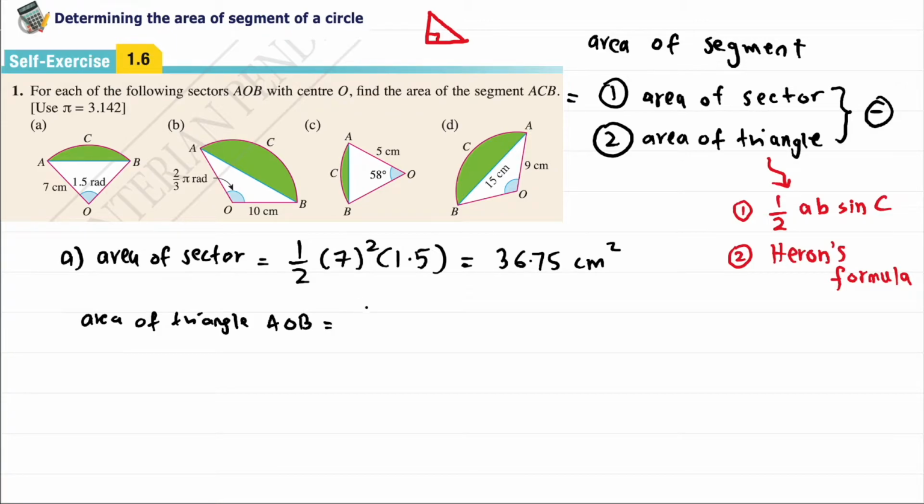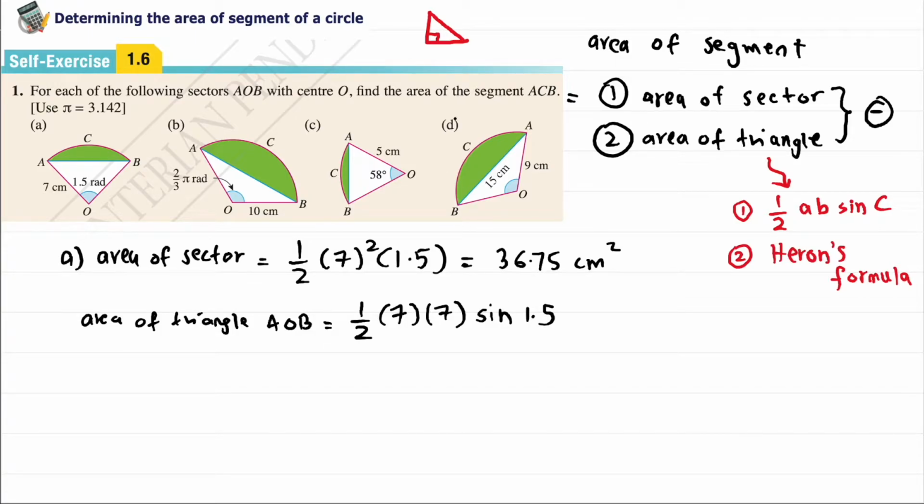So, press your calculator. 1/2 AB. So this is A and this is B. So it's going to be the same value. 7 times 7. Sin C, this one. Sin 1.5. So please, be careful.